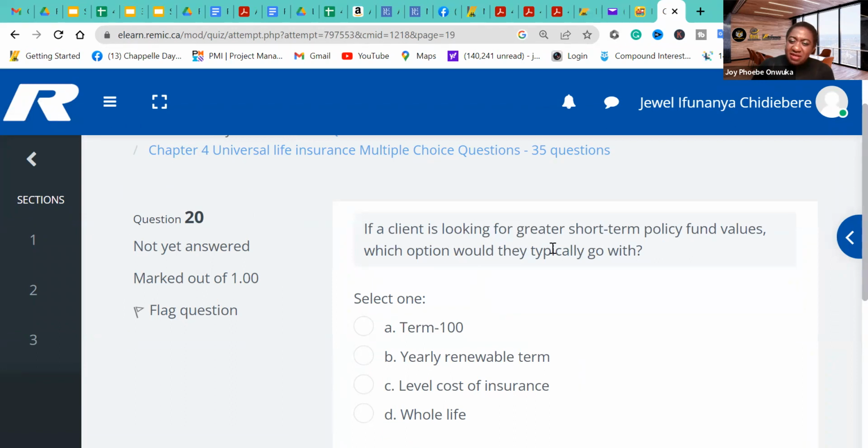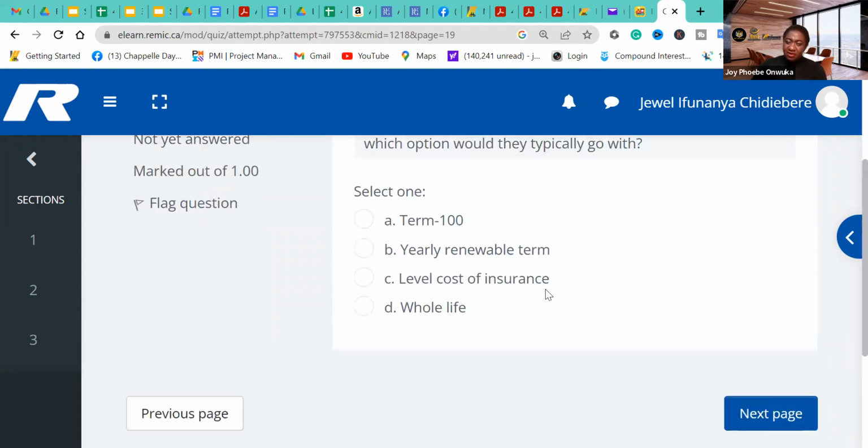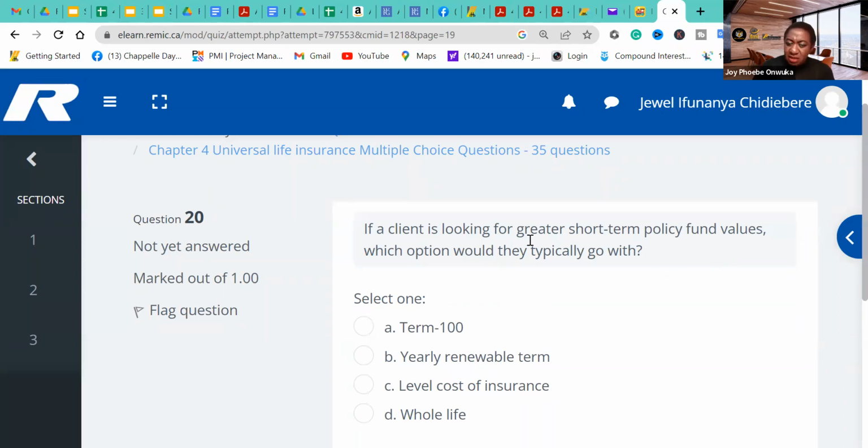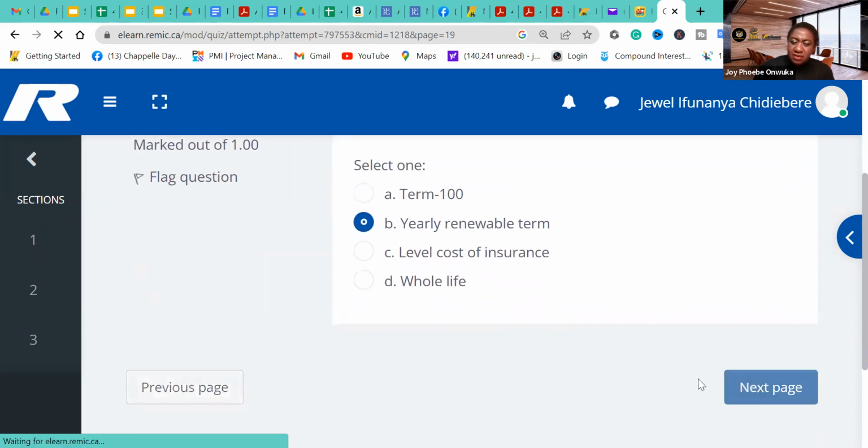If a client is looking for a greater short-term policy fund value, which option would they typically go with? Term 100, no. Yearly renewable, level cost of insurance, whole life. Short-term, I would say yearly renewable term. That's it.